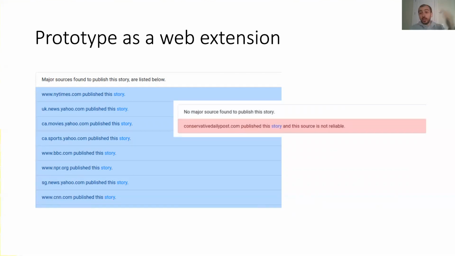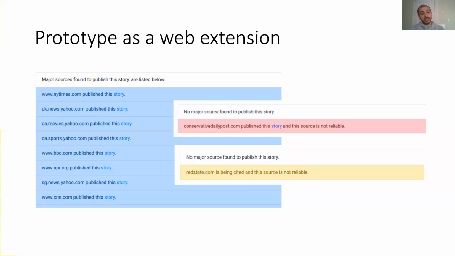If it was a fake article, then this page would probably show us something like this. ConservativeDailyPost.com published this story and this source is not reliable. Or we would say this. RedState.com is being cited and this source is not reliable. Alongside the fact that no major source has been found to publish this story.